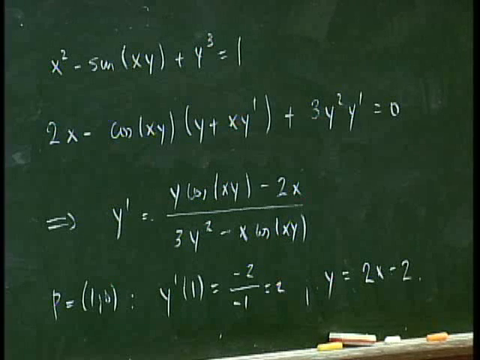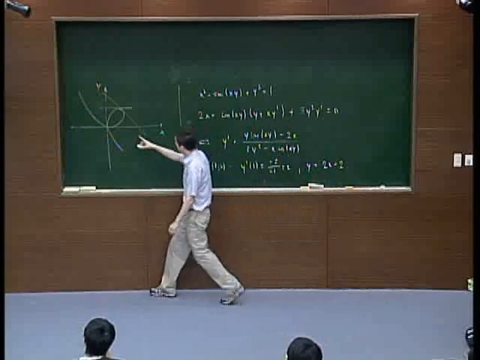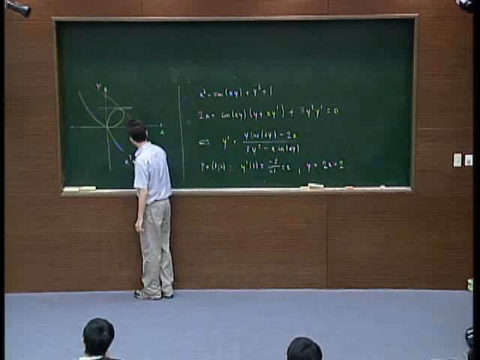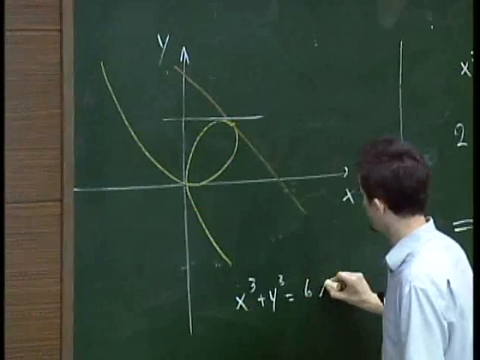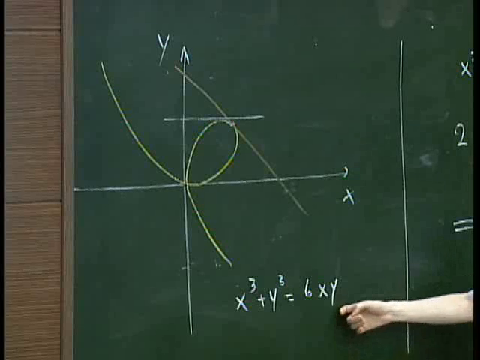Okay, so maybe let's look first at this example here. So once more, the equation of this curve was x to the cube plus y to the cube is equal to 6xy. Now, I first show you that actually this can be solved. This can be solved for y.